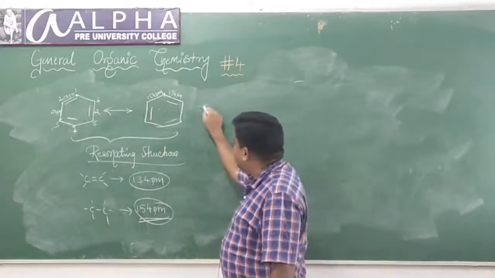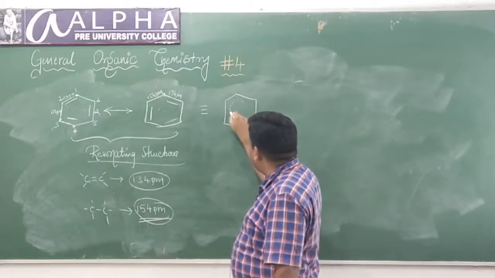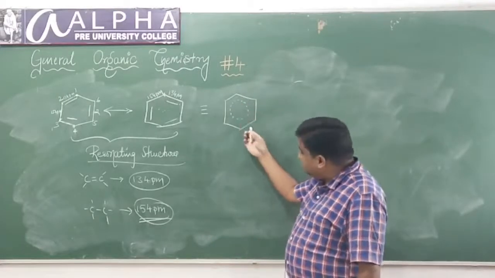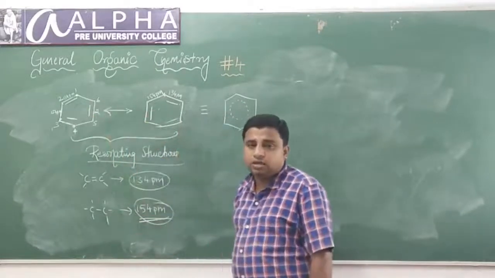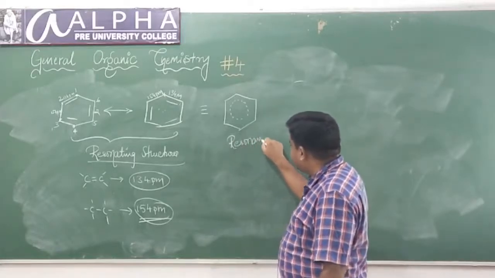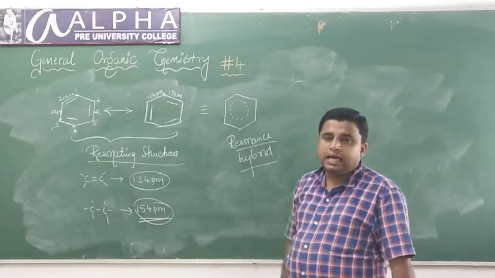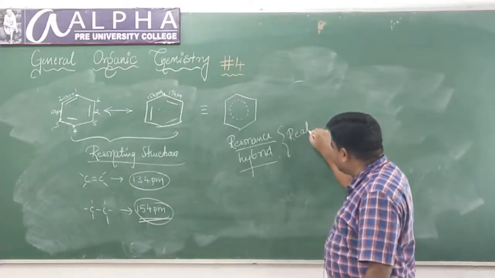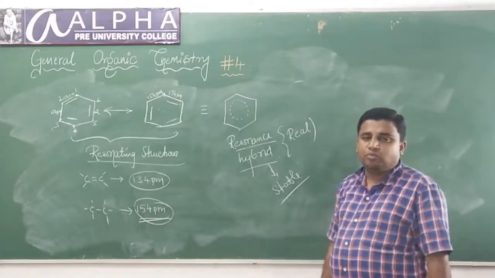Please note this point. I am writing the correct structure of benzene, the exact structure of benzene, like this. I hope you know this. This correct, real structure is a combination of these two resonating structures. This structure is called as resonance hybrid. Understood? What is this called as? Resonance hybrid. You should know that the resonance hybrid is the real structure, and this is going to be the most stable structure.